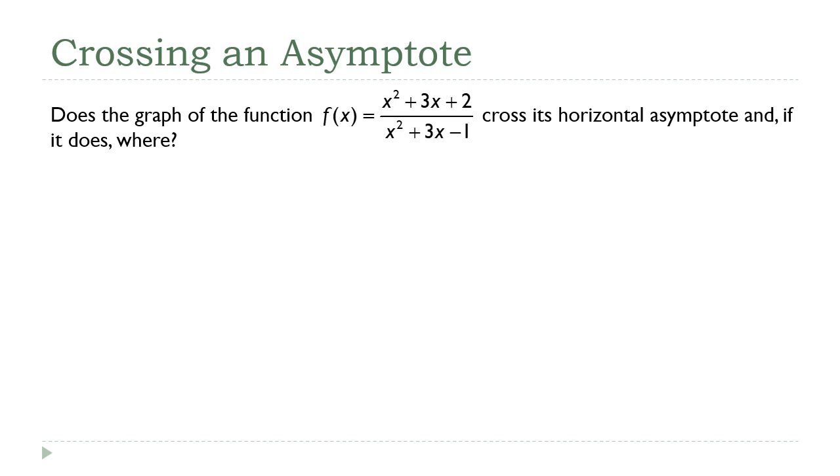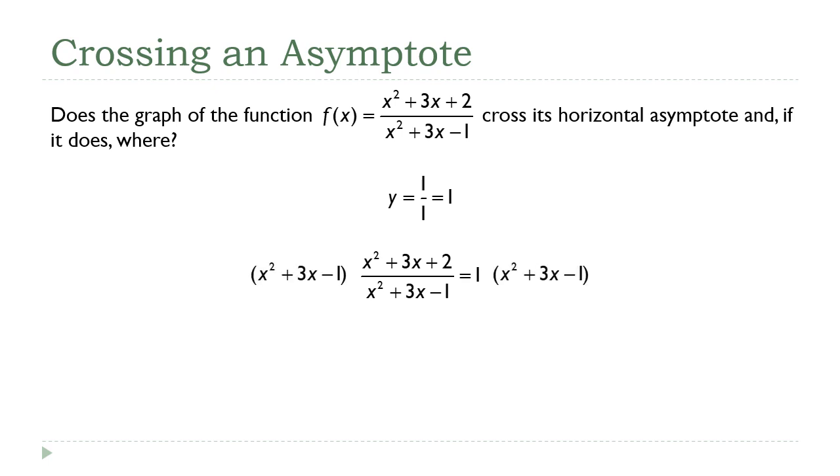And, spoiler alert, it's not going to cross at this point. All right, because I want you to see what that looks like. So we'll follow the exact same set of steps. The horizontal asymptote still is happening at y equals 1. So I'm going to put 1 in for the f of x, right? We get x squared plus 3x plus 2 over x squared plus 3x minus 1 is equal to 1. And I'm going to do the same little cheat, right? I'm going to multiply both sides by x squared plus 3x minus 1. That's going to clear the fraction. And we get this thing, x squared plus 3x plus 2 equals x squared plus 3x minus 1.